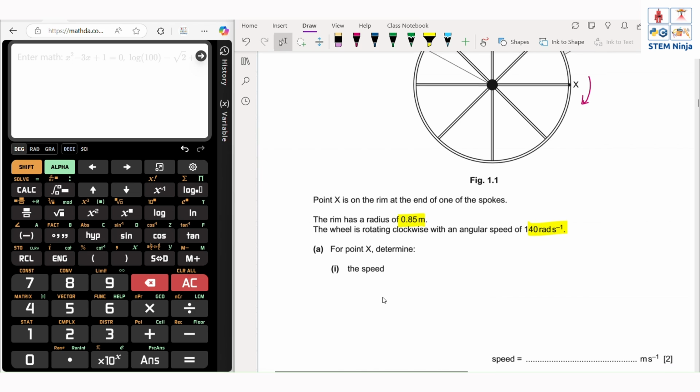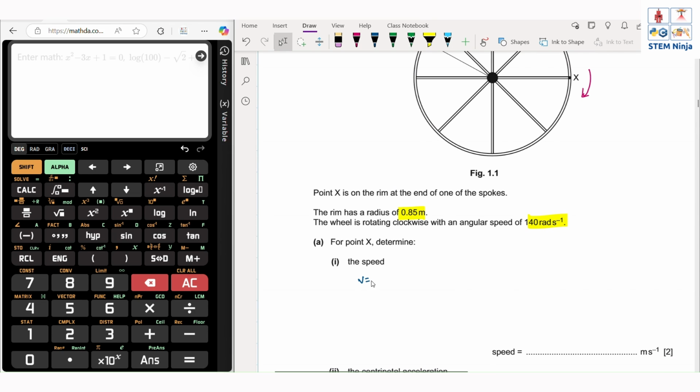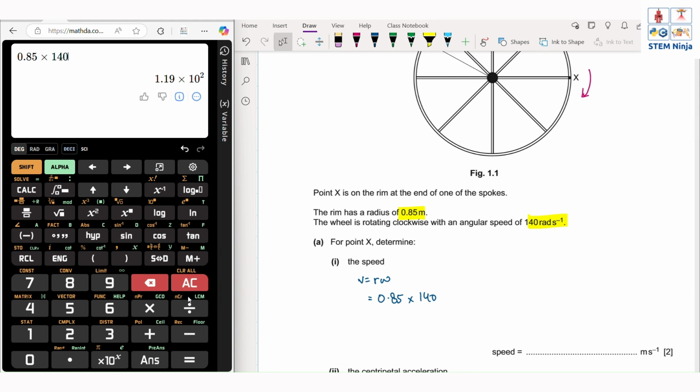Okay, so we're familiar with this formula for the speed. V is equal to R omega. R is 0.85 times omega, which is given as 140 radians per second. So 0.85 times 140, that is 119 or almost 120 meters per second.